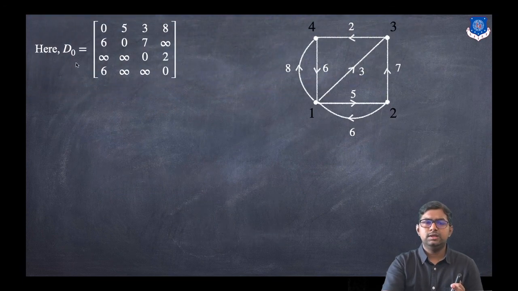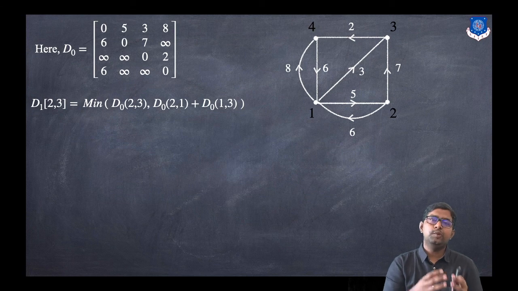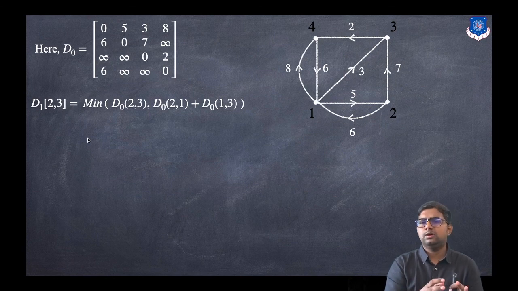Fine. Now this is again the graph. Now here it is D0, which we have just calculated. Now we will find the new matrix, that is D1. Okay, so what does that mean? So D1 of 2, 3. First we will calculate the 1 or 2 entries.